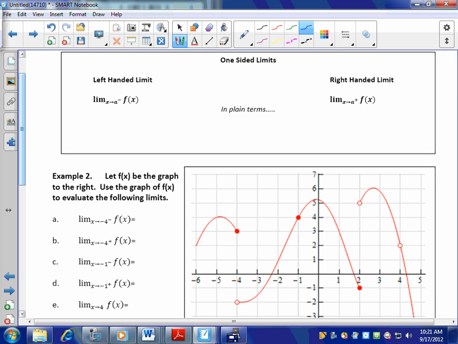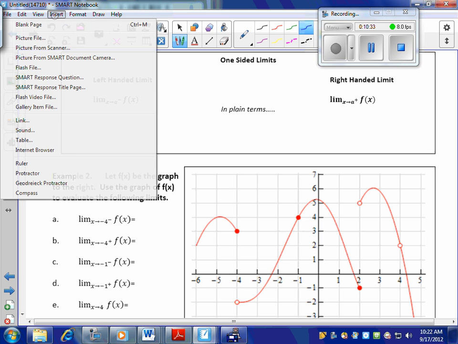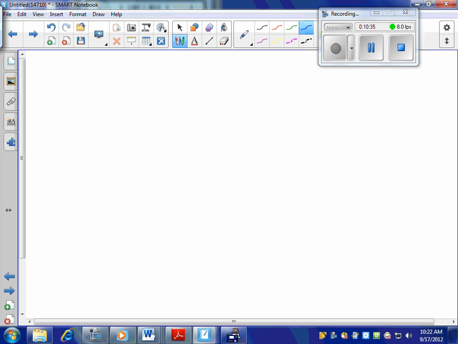Question. A limit is, as an x value approaches a specific number, the output approaches a specific number. Ask it one more time, Kelly. So the question again is, how might we define a limit? Let's see if this works.